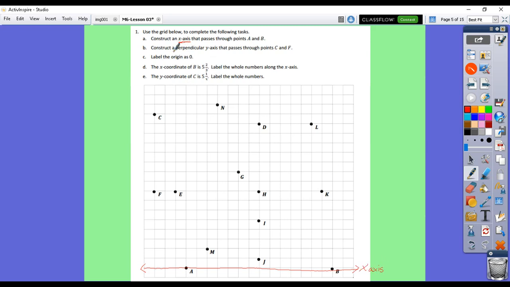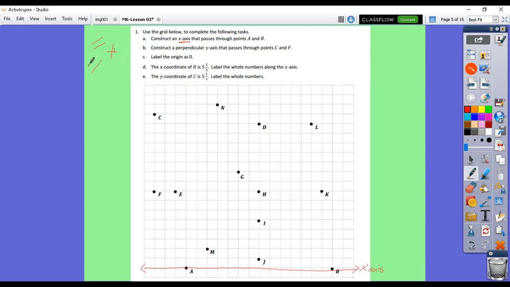Then we're going to construct a perpendicular y-axis that passes through points C and F. So point C and F here. Also remember, perpendicular means that the lines are going to intersect like a T. Parallel is when the lines are traveling in the same direction. Perpendicular is when they intersect with each other, and when they intersect, there's a 90-degree angle.